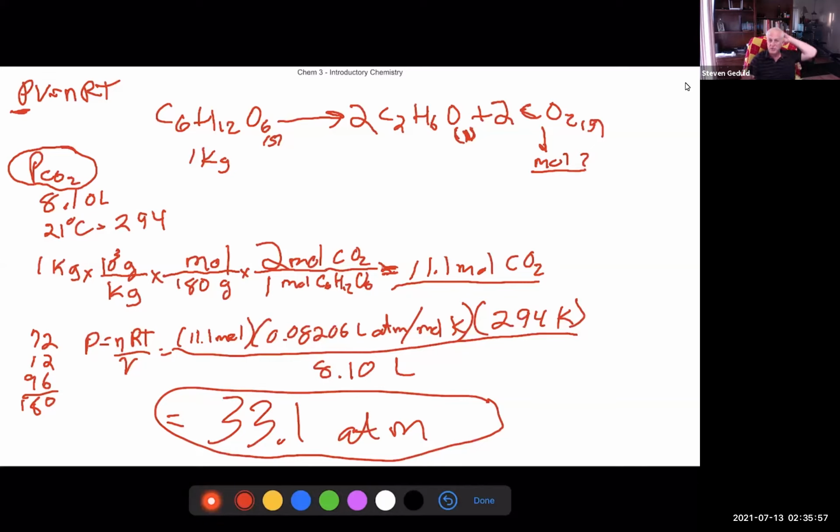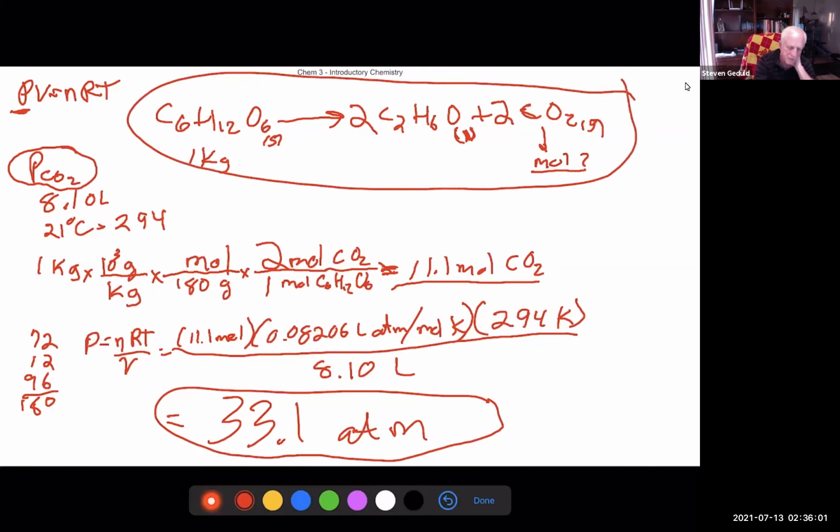And that's how we use it. We use our stoichiometry just like we did before. We just found the number of moles. Once we found the number of moles, you know what conditions it's in. We can use P equals nRT to find the pressure. Now, if you knew the pressure, you can find the volume. If you knew the pressure and the volume, you can find the temperature. If you knew the pressure, volume, and temperature, you can find the number of moles. As long as you're solving for one variable, you can use those equations.